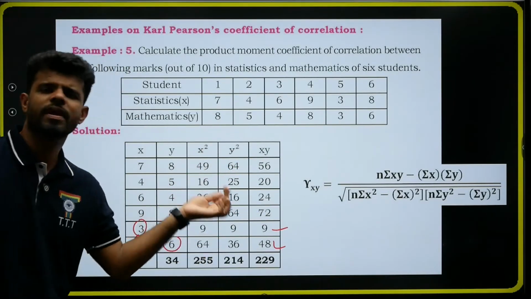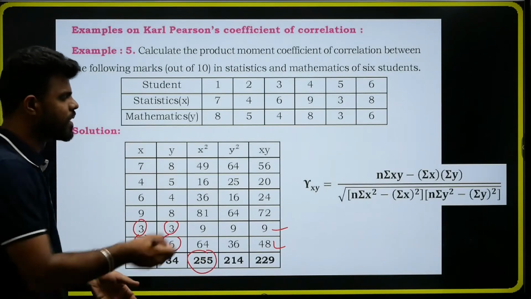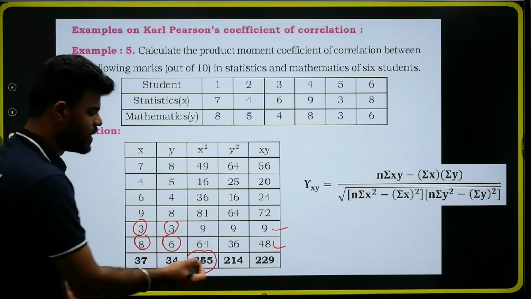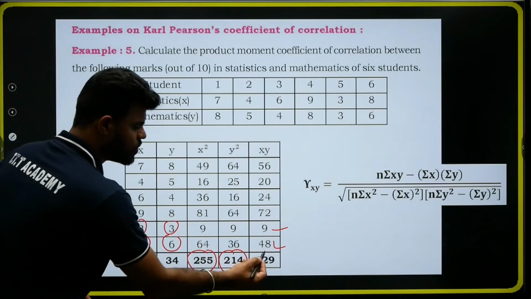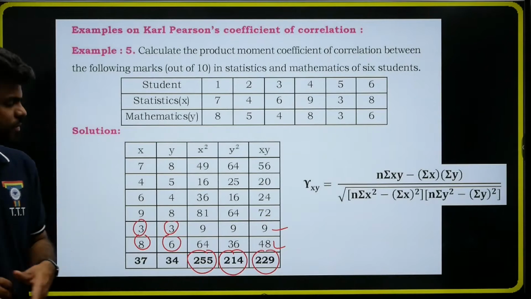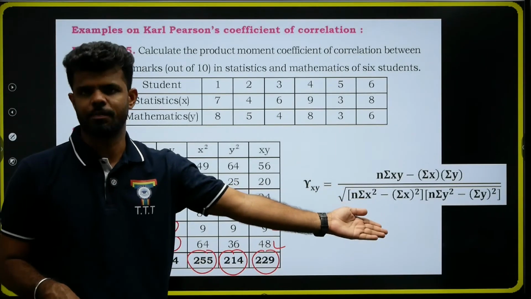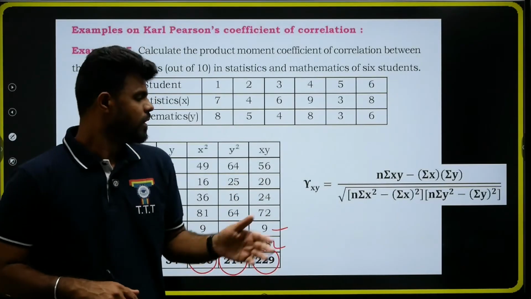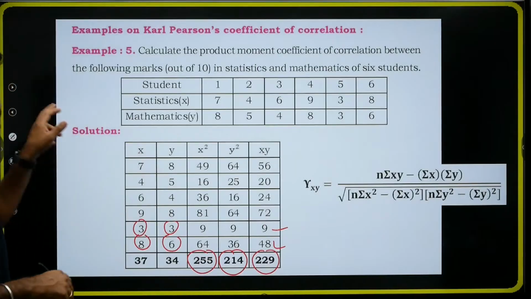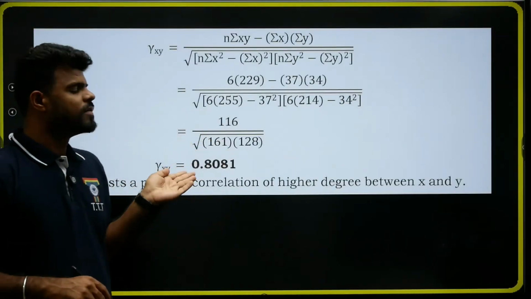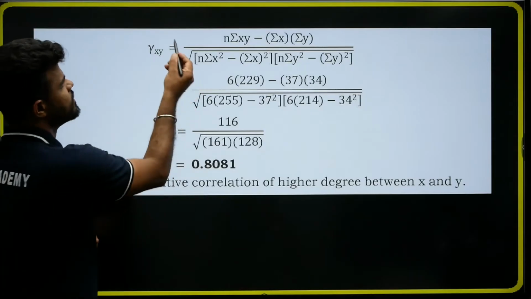And then take the total of each column. So this will give you summation x square answer is 255. Take the total of y square column, then you will get the answer 214. And summation xy is equal to 229. So these are all the values that we require for the calculation of Karl Pearson coefficient of correlation. Next, substitute all these values in the formula, then simplify, you will get the answer 0.8081.